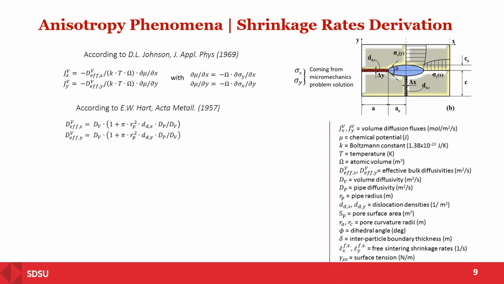But as I mentioned, we can also correlate the volume diffusion with the contribution derived from the dislocation density. Again, developed by Hart, he developed this formula for the diffusion coefficient, where he considered the diffusion coefficient of the lattice, but also the contribution derived from the dislocation density that we have in the material. So here we can modify the diffusion coefficient considering the presence of these dislocations.